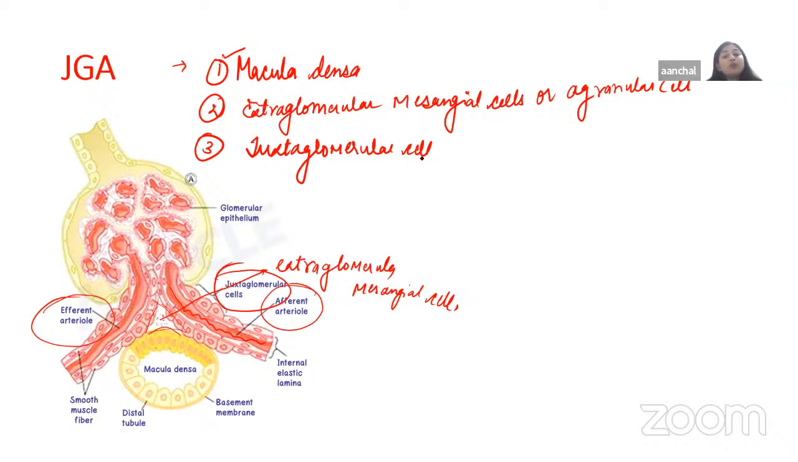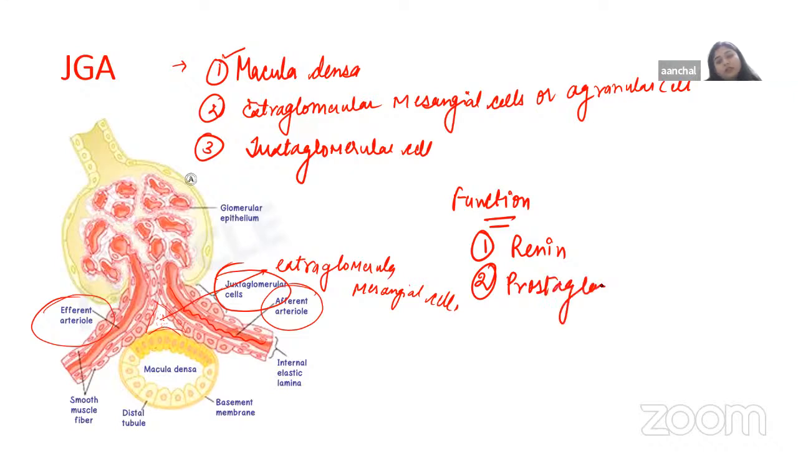Now if we talk about the function of JGA, the main function of the JGA is to secrete two very important hormones. The first we have renin and second we have prostaglandin. Already about renin, we know that these cells are specialized to secrete renin, and renin is a peptide with 340 amino acids.